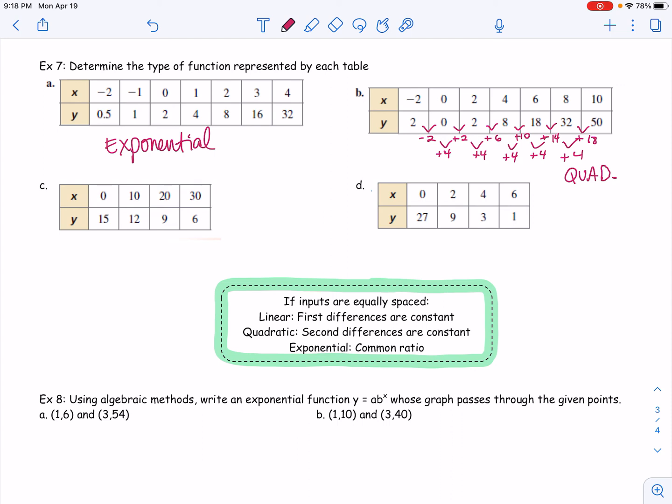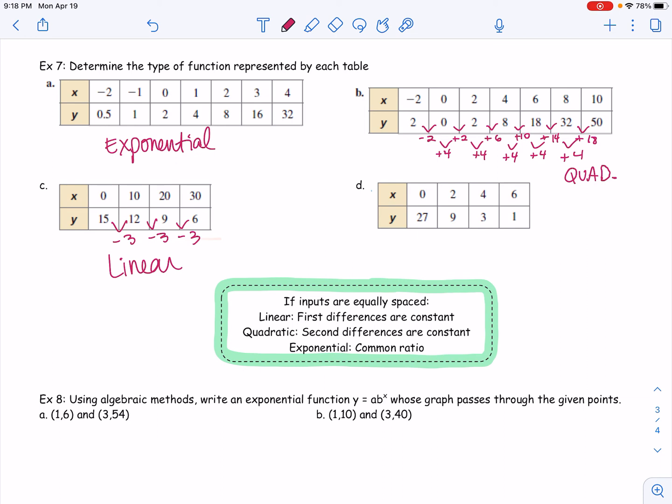Okay. In C, I'm looking at the outputs. I know that they're not being divided by anything equal, but I noticed very quickly that 15 minus 3 is 12, minus 3 is 9, minus 3 is 6. So obviously that first difference is constant. So this is linear data.